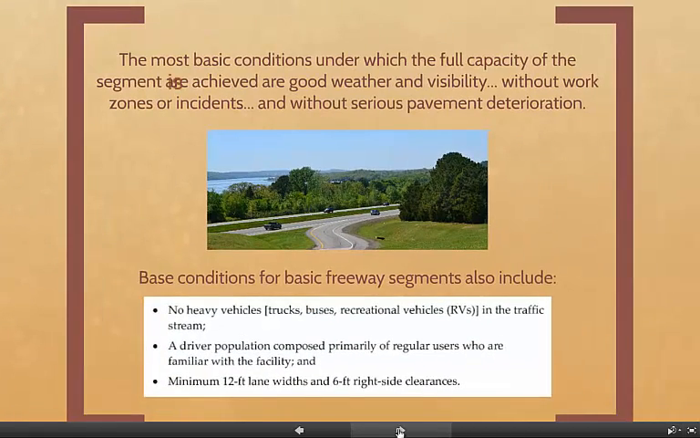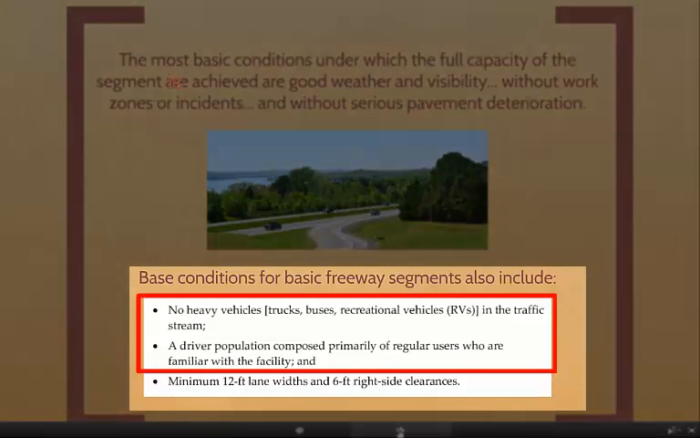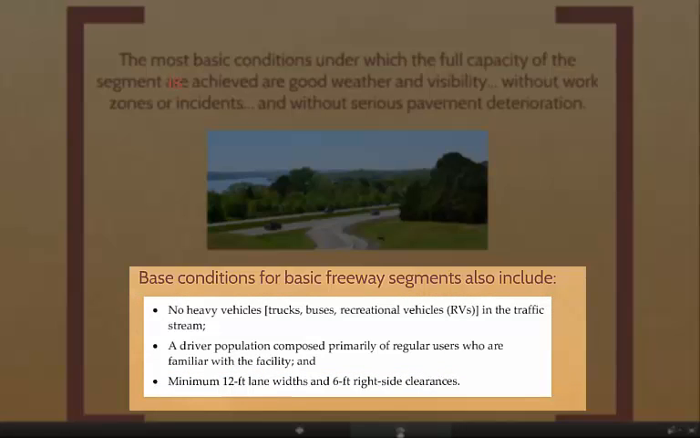The most basic conditions under which the full capacity of the segment is achieved are the conditions of good weather and visibility, without work zones or incidents, and without serious pavement deterioration. These most basic conditions are assumed by the methodology. These conditions also include 0% heavy vehicles and a driver population composed of regular users of the freeway. There's also lane width and right shoulder clearances. These are base geometric conditions that are useful in estimating free flow speed.